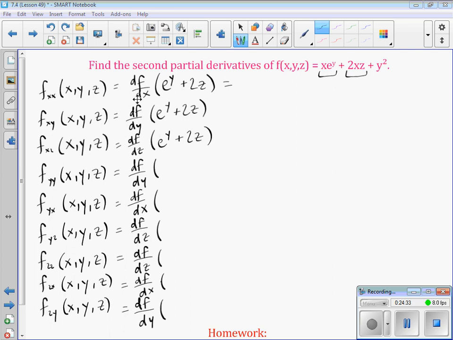So this one now I'm doing with respect to x again. What's true about all of that? It's 0. Okay, it's all constant now, right? Okay, now here it's with respect to y. So e to the y is going to turn into e to the y. And then the 2z turns into 0. So questions on that at all? Okay, and this is with respect to z, so e to the y is constant, so it goes away, and 2z turns into 2.